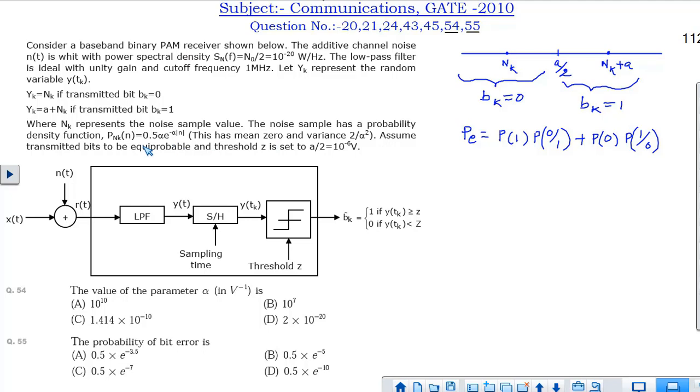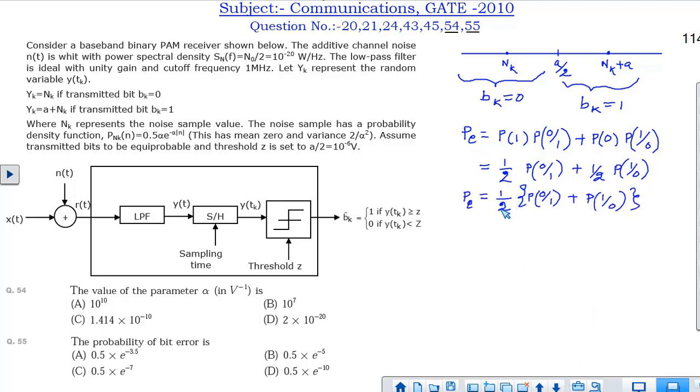As in the question it is given that the transmitted bits are equiprobable, that is, the probability of transmitting 1 and the probability of transmitting 0 are equal. As there are only 2 bits, each probability will be simply 1 by 2. So we can substitute that the probability of 1 is equal to 1 by 2, and next the conditional probability, plus the probability of 0, which is 1 by 2, into the probability that 0 is transmitted and 1 is received at the output. Now we have to find this conditional probability and that conditional probability, then we can get the probability of bit error.